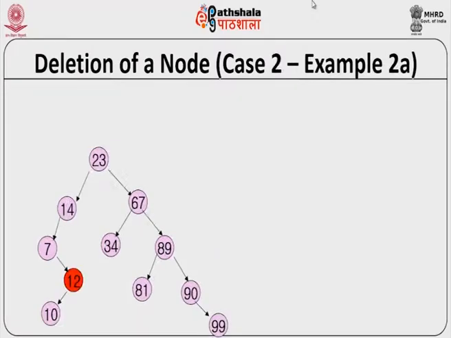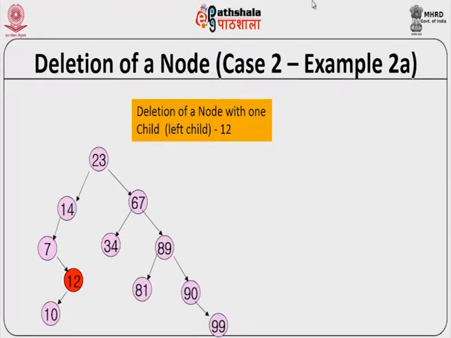Now, we go to the second case. The case here is the deletion of a node with one child. In this case, we want to delete 12, it has a left child 10. Okay. So, that is what we want to do. One child it has, and that child is a left child. So, what do we do?